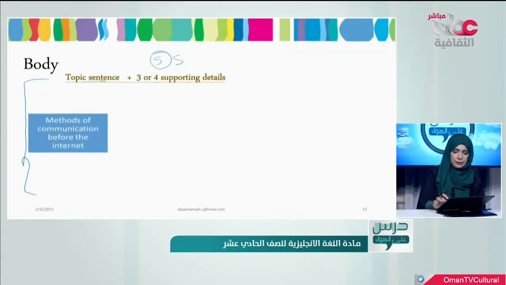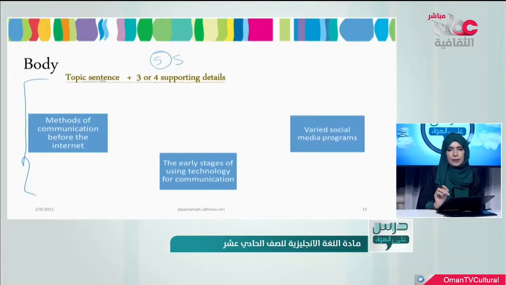Look at here. What are the 3 paragraphs? The first paragraph talks about methods of communication before the internet. The second paragraph will talk about the early stages of using technology for communication. And the third paragraph is talking about varied social media programs. Of course, we will have mapping, or we will try to have some outlines before we start writing.